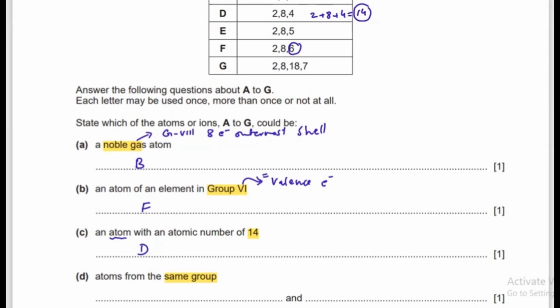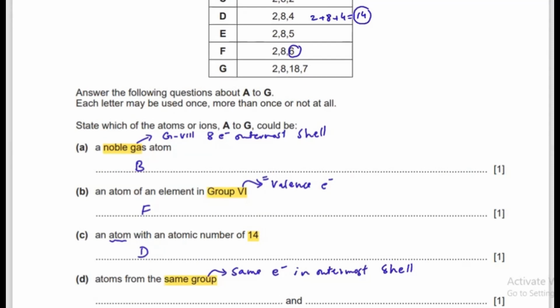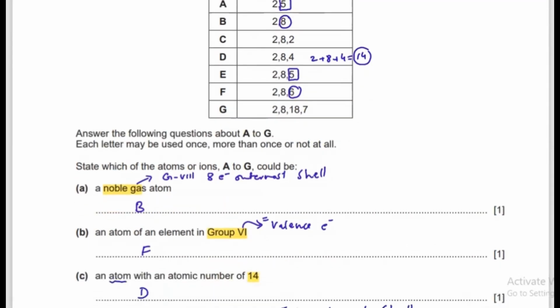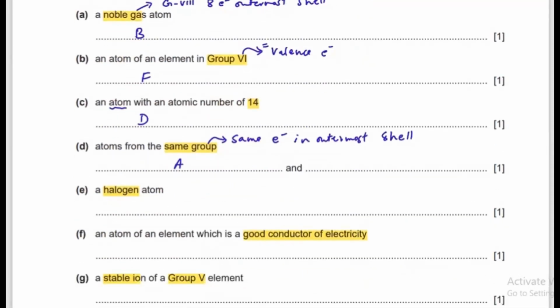Atoms from the same group. Same group means they must have an identical number of electrons in their outermost shell. So if they have the same number of electrons in their outermost shell, they must be present within the same group. If we look at the two elements, let me check. A has 5 electrons in its outermost shell. E also has 5 electrons in its outermost shell. So A and E are present within the same group of the periodic table.